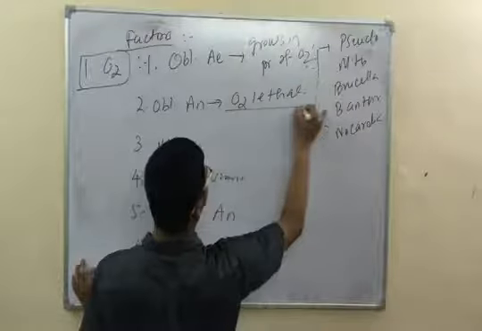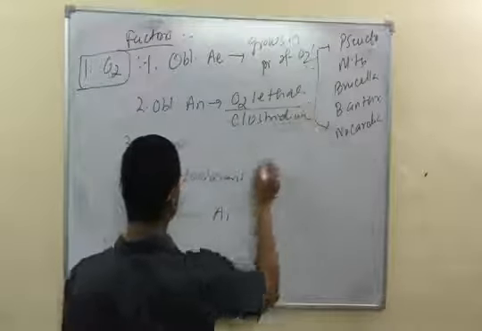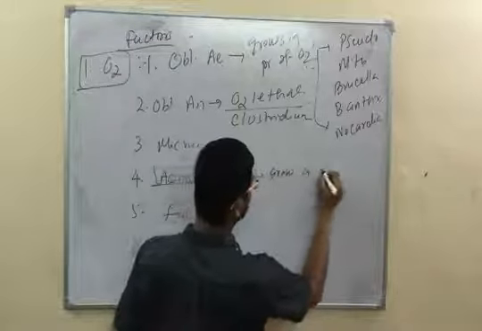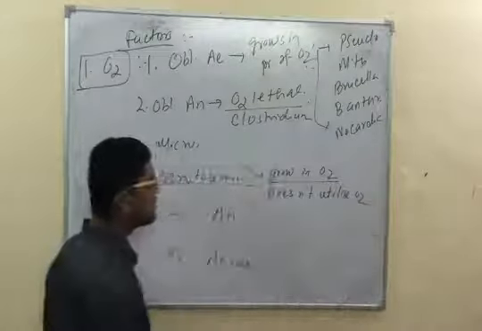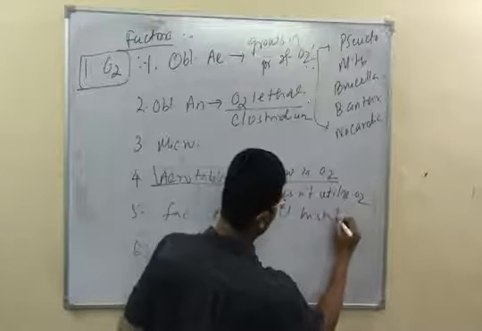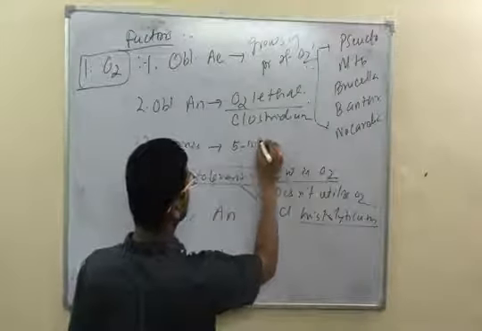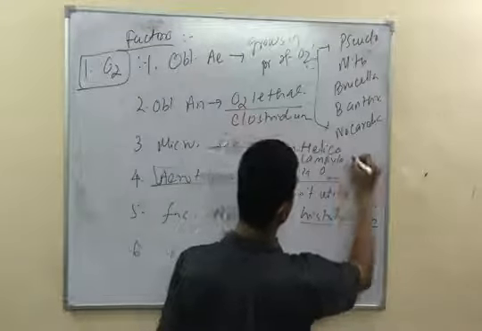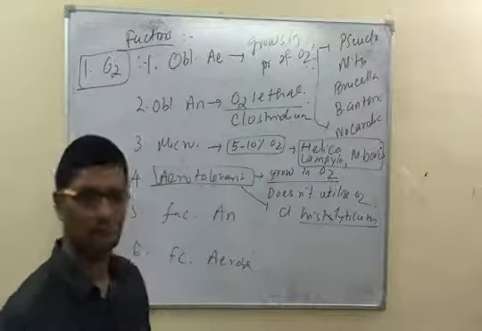In contrast, obligate anaerobe: oxygen is lethal, and bacteria cannot grow in the presence of oxygen. The example is Clostridium. Aerotolerant anaerobes can grow in the presence of oxygen for some time, but they do not utilize the oxygen. The example is Clostridium histolyticum. Microaerophilic organisms require 5 to 10% of oxygen. Examples are Helicobacter, Campylobacter, as well as Mycobacterium bovis.